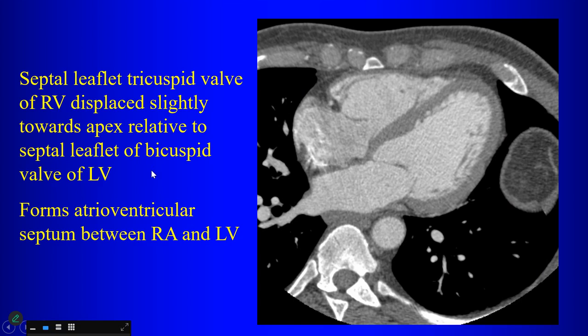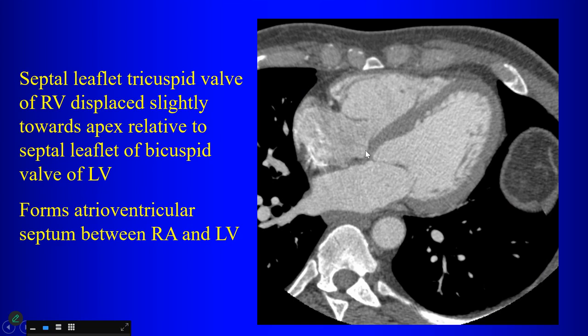Another important feature of the morphologic right ventricle is that the septal leaflet of the tricuspid valve is displaced slightly more towards the apex of the ventricle than is the septal leaflet of the morphologic left ventricle. So you see here, they don't line up perfectly. This one, the septal leaflet, is displaced a little bit more towards the apex. Right? Well, first of all, if this is too far towards the apex, what do we call that? Epstein's, right. So that's Epstein's anomaly.